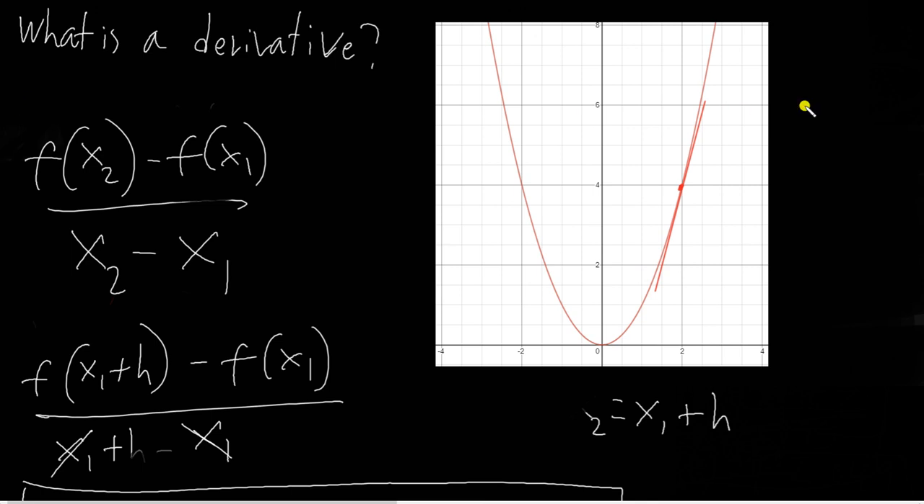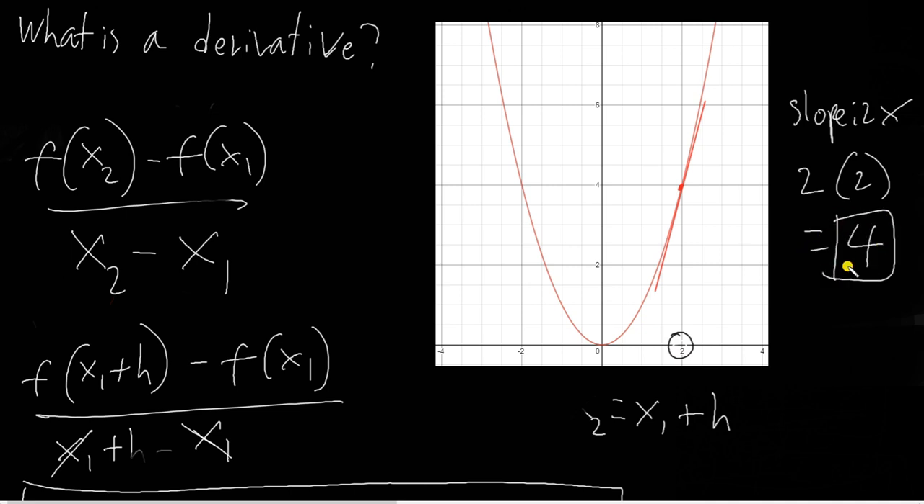And since we're at x equals 2, the slope is 2 times 2, which is 4. So the derivative of our x squared graph is 2x, and the derivative at x equals 2 is 4.